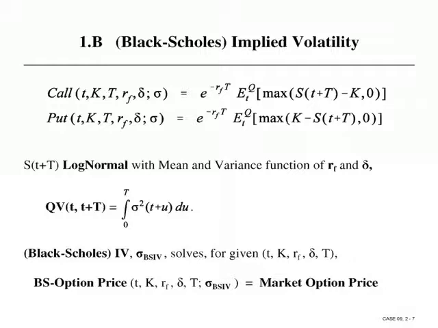You take the expectation of that payoff under the Q measure and discount it back at the risk-free rate appropriately, and then you get the value of the call option and the put option.